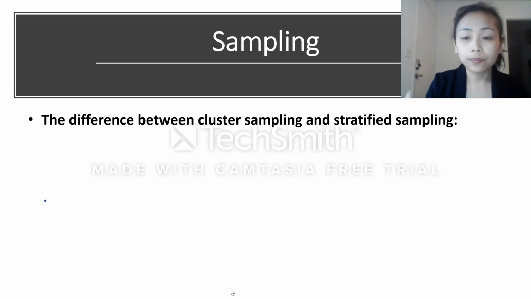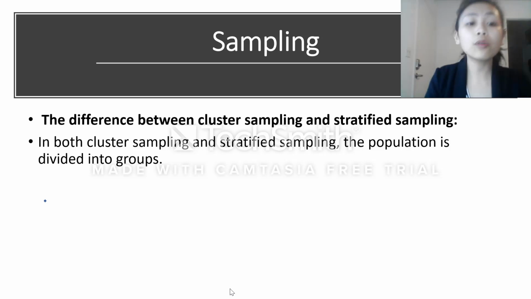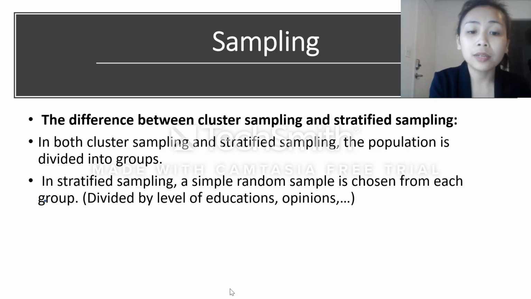So here, you see that cluster sampling and stratified sampling are a little bit different, but it might be hard to differentiate. In both cluster sampling and stratified sampling, one thing in common is the population is divided into groups. But in stratified sampling, a simple random sample is chosen from each group.